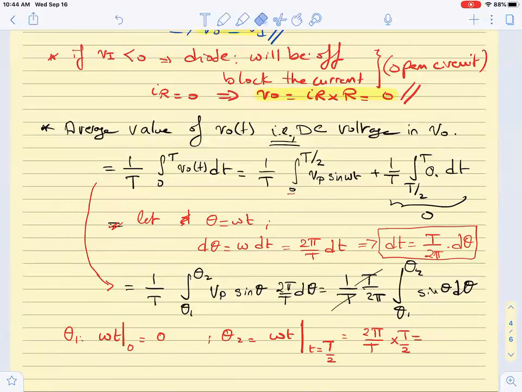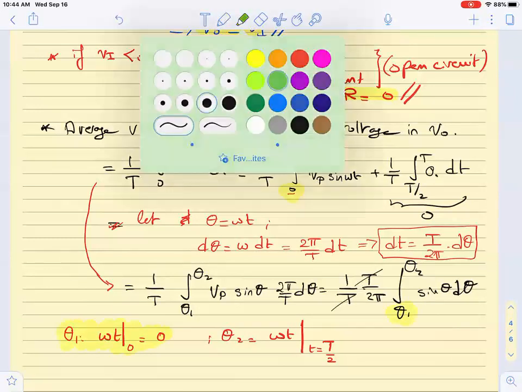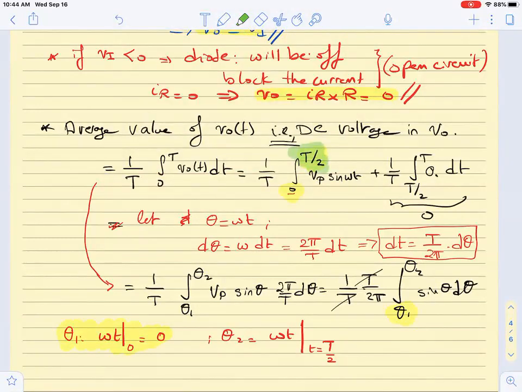Let me repeat it, and I don't think you are familiar with it. Okay, so we all know where we got this from. This is the second bound, right? This is the bound and this is the bound. This is the bound when t is 0, so this will give me theta 1. Okay, and this is the bound when t is equal to T over 2, and this will give me theta 2, right? Okay. And so this is equal to 2 pi over T times T over 2, and this is equal to pi. Okay, so the upper bound is equal to pi. Okay, is this clear?